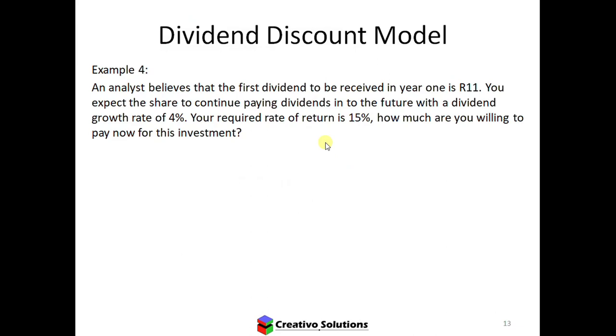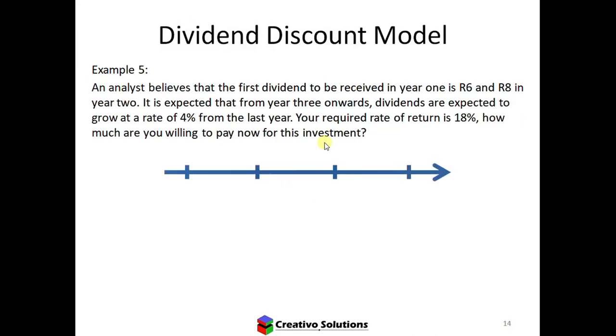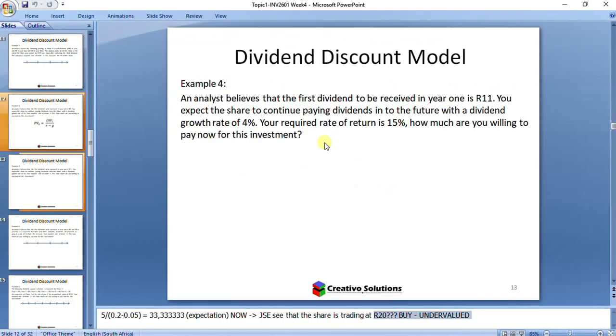Right, so example number 4 is looking at an analyst believing that the first dividend to be received in year 1 is 11 Rand. You expect constant dividends to grow at a rate of 4% and you have a required return of 15%. How much are you willing to pay for this particular share?